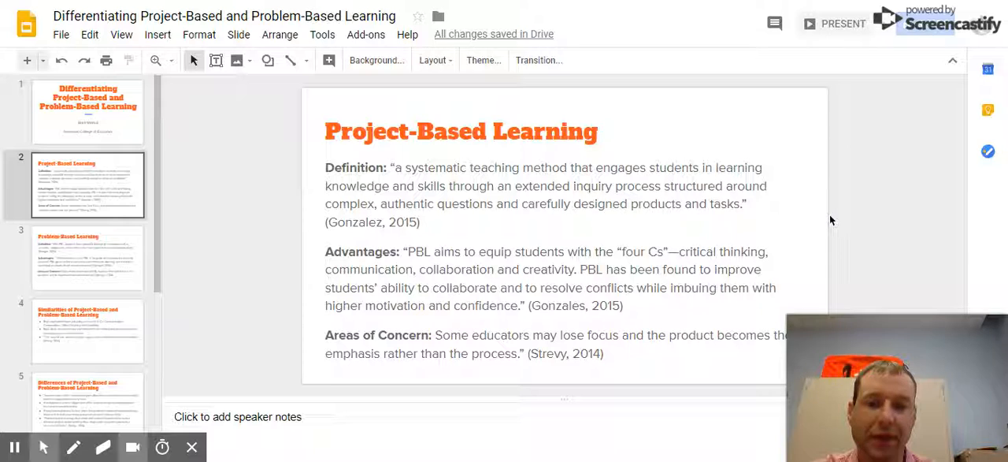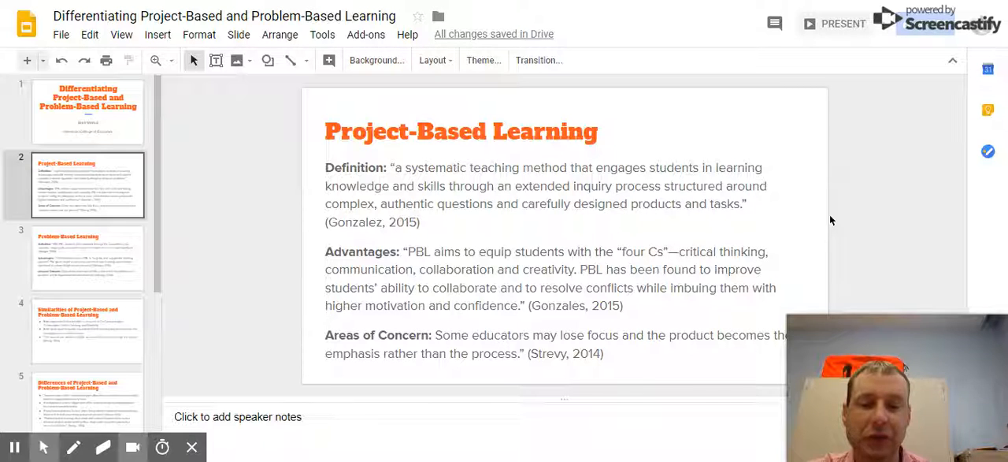So I'd like to first start with, on the screen there, you can see that first getting into a definition on project-based learning. I pulled largely from a lot of the readings for this week. A couple of things that stand out to me in the definition is that it largely focuses on the inquiry process, how to structure a process around the inquiry side of things, building on authentic questions as well as carefully designed tasks and products. And that's what largely stands out to me when I think about project-based learning.